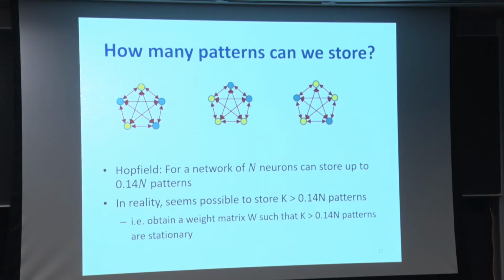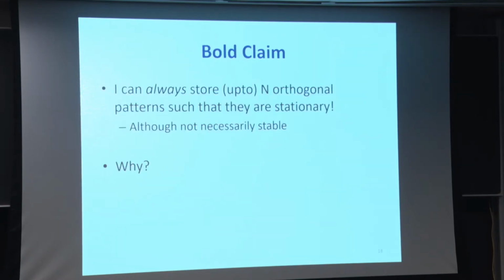So how many patterns can we store? We saw that you can store up to 0.14n patterns for large n. In reality, we saw over several examples that it seemed that we might actually be able to store much more than 0.14n patterns. So here is the claim that I stopped at. I claimed that I can always store up to n orthogonal patterns such that they are stationary. What I mean by stationary is that if I set the network to this pattern, it's never going to change. And the question is why this would be the case.